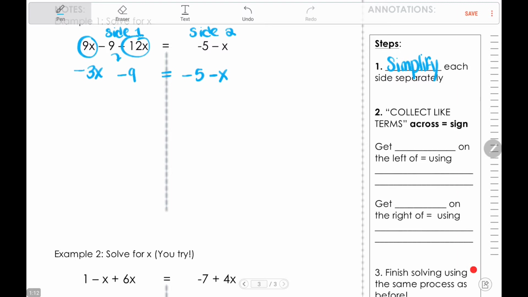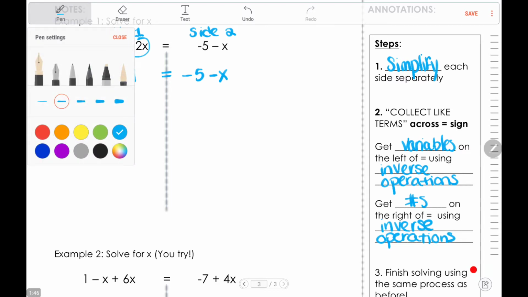So now what we're going to do for step 2 is collect like terms across the equal sign. And that's different than combining like terms. So we always want to get our variables on the left using inverse operations. And then we're going to get our numbers on the right also using inverse operations. So what's so important there is whenever we're going across the equal sign, we need to use inverse operations.